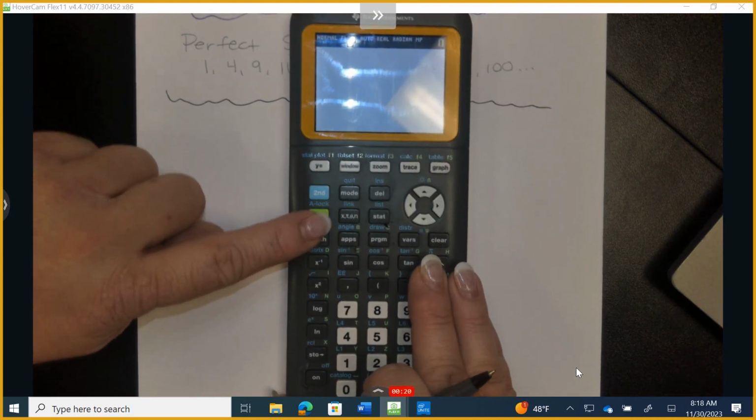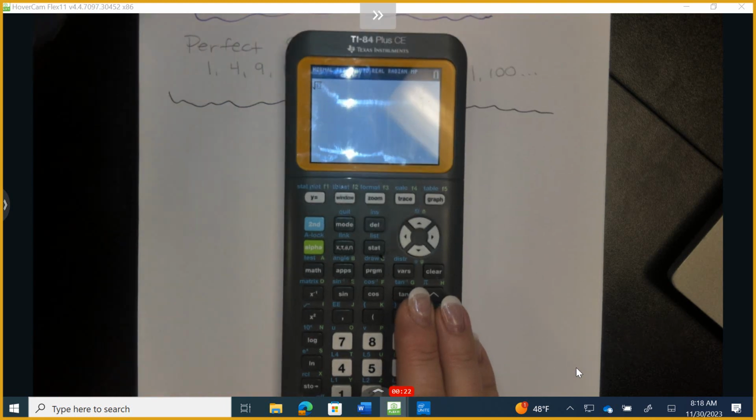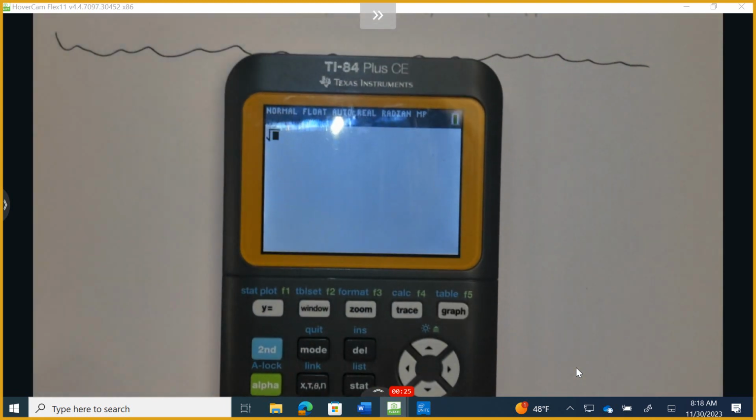We are going to hit the blue button. We're going to go straight down to where we see x squared. That is our square root. I'm going to zoom in so people at home can see this. I type in square root of 9, and obviously we get an answer of 3.